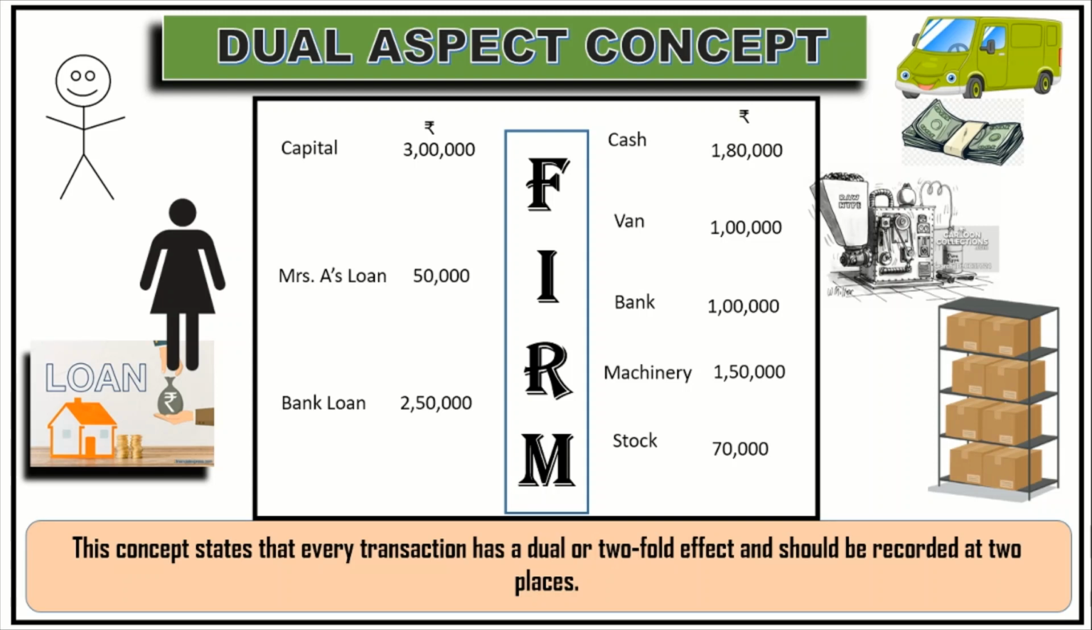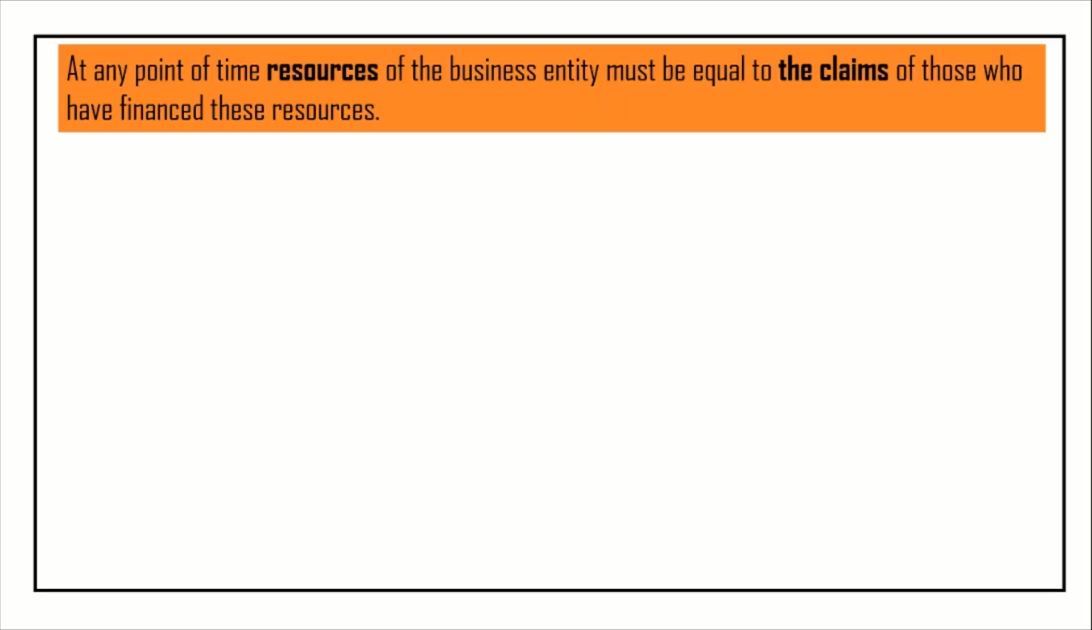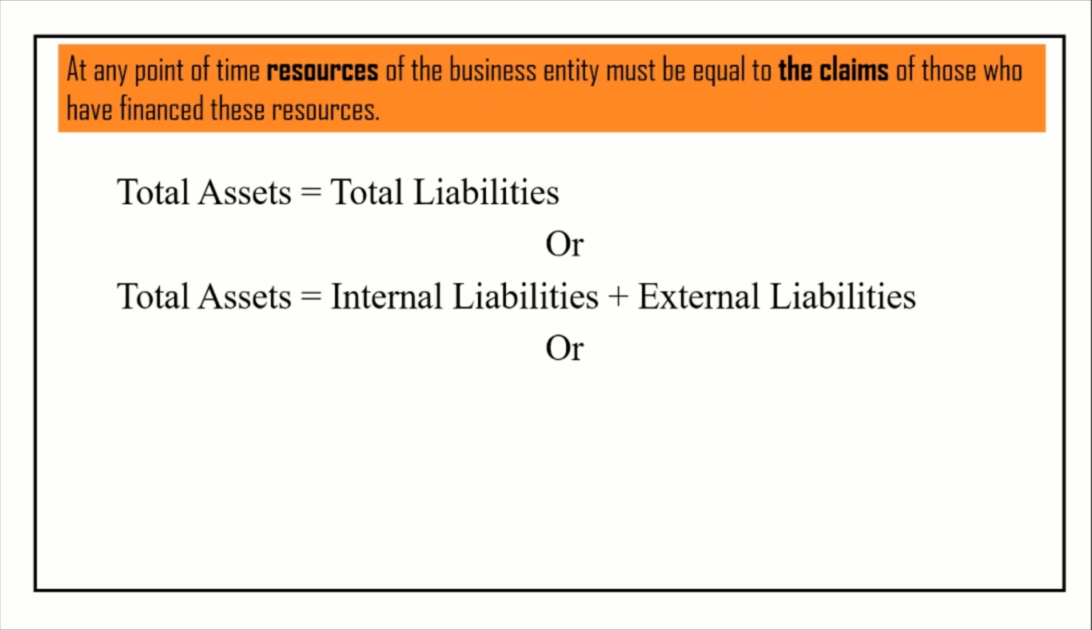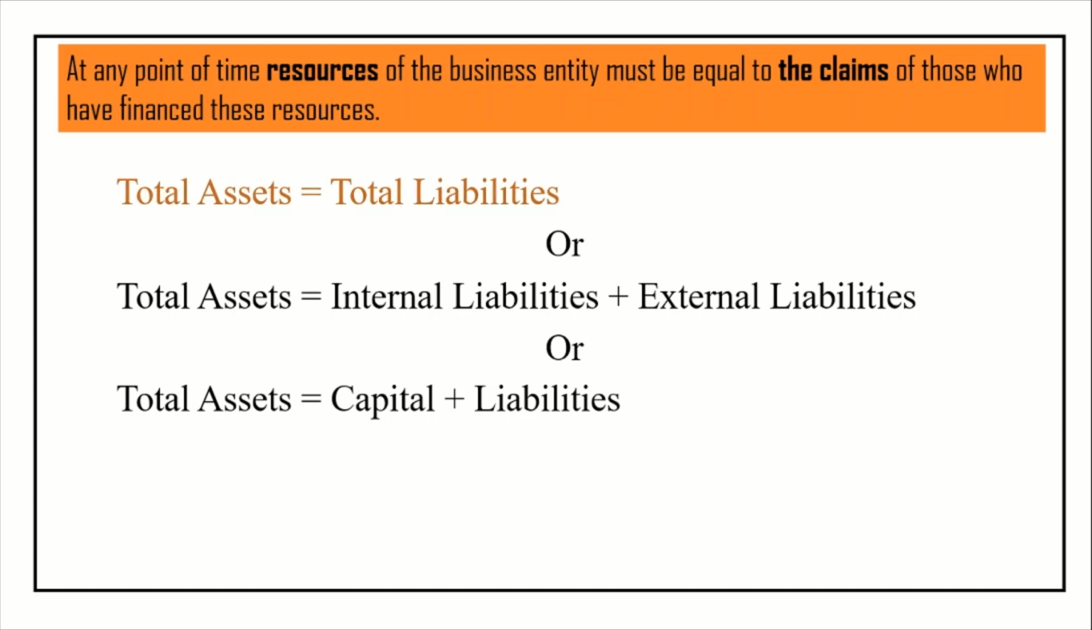What we understood with this concept was that at any point of time, the resources of the business entity must be equal to the claims of those who have financed these resources. The proprietor and the outsiders provide the resources of the business, and the claim of the proprietor is called capital, and that of the outsider is known as liabilities.